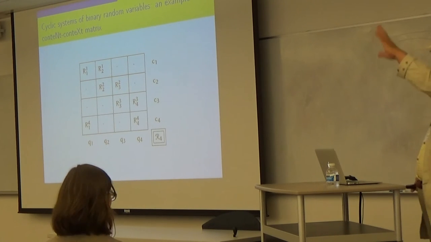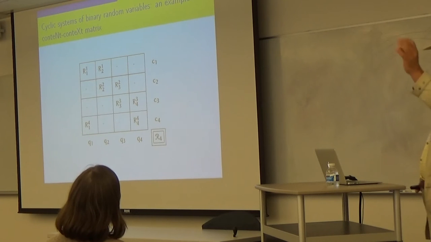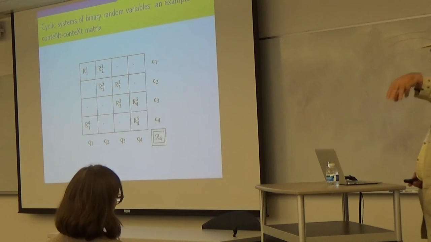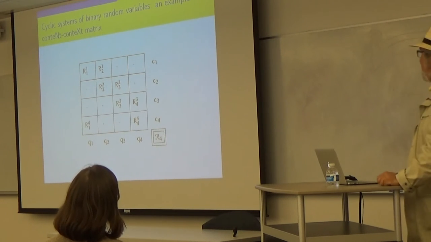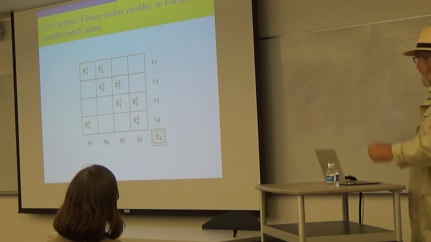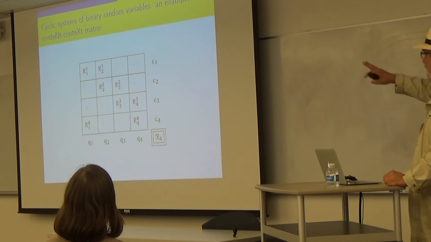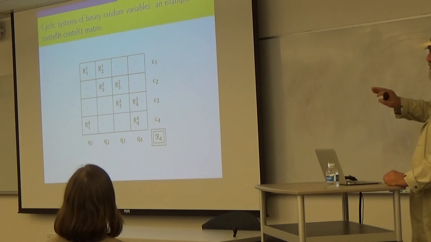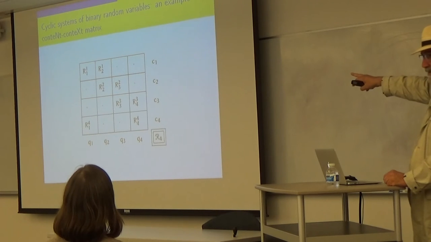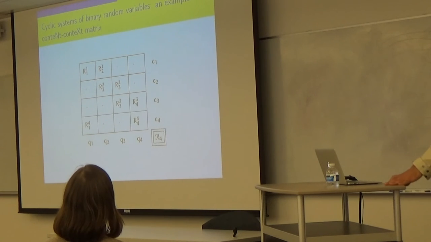Not every system that can be presented in the form of a cycle, the system in which you can create a graph that has a cyclic structure, not any such structure will be a cyclic system in this sense. So it's a very restricted thing.